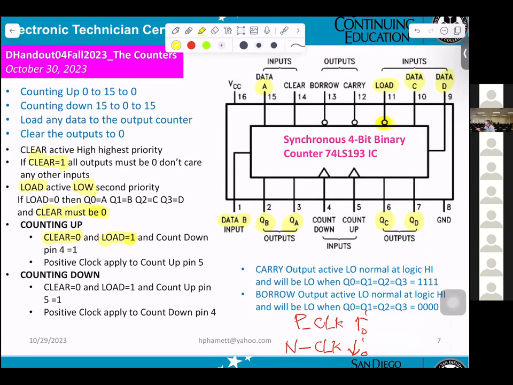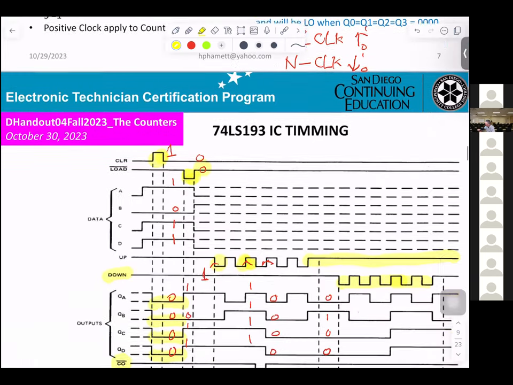CO means carry out, pin 12. And borrow, BO, pin 13. See what happened? That's your output.